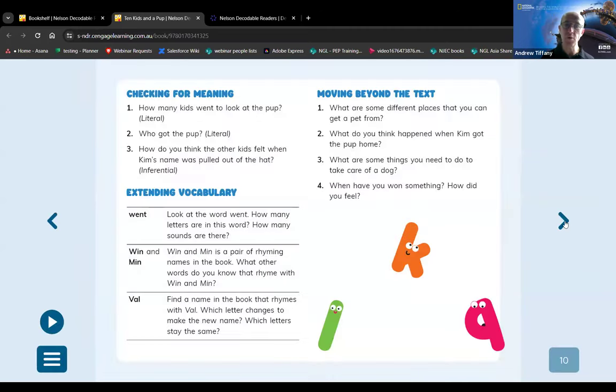Now, in the back of the book, there are some more activities and things here. So we've got some comprehension activities at the top.